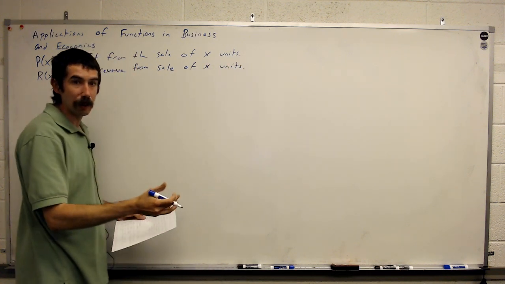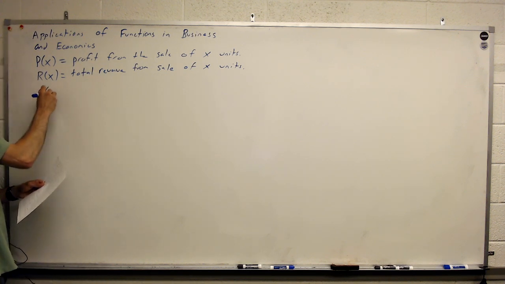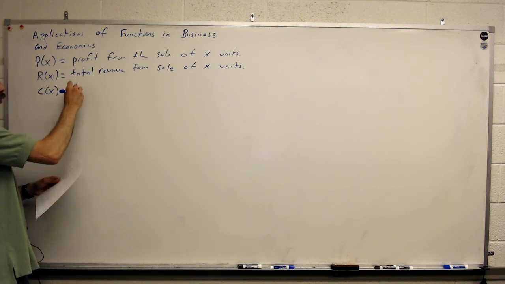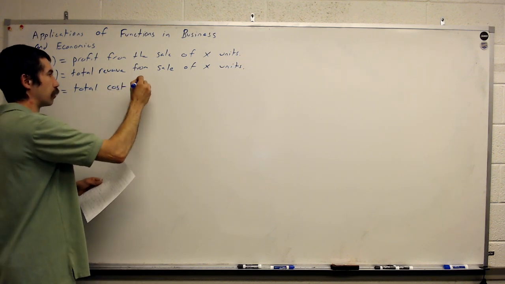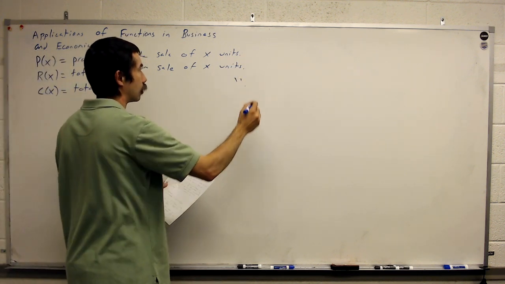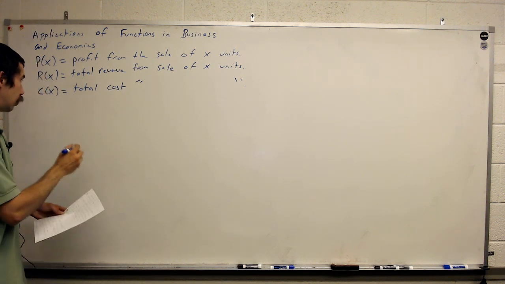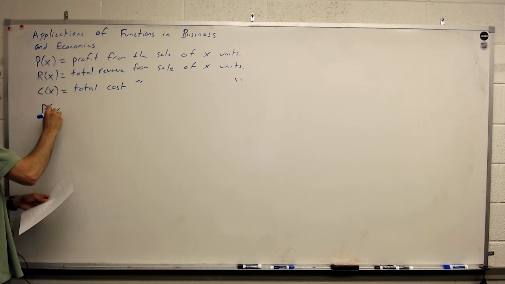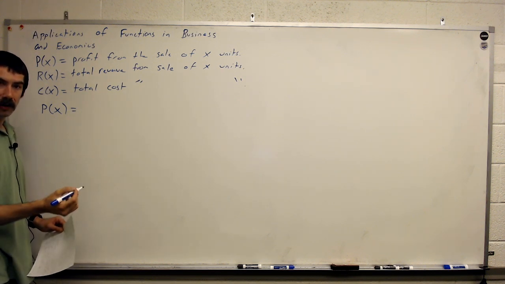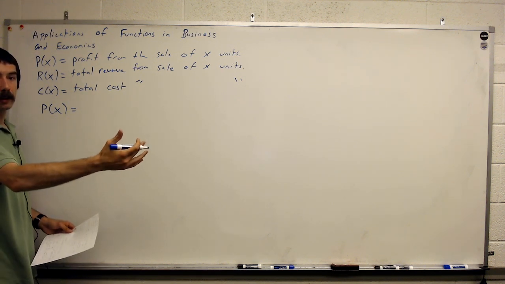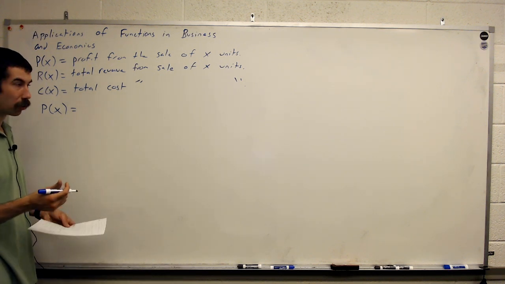So revenue is how much money you bring in, and then C of x is the total cost from the sale of x units. So how much money did you spend? Our profit function is equal to our revenue function minus our cost. How much money did we bring in minus how much money did we spend? That's how much money we have left over.